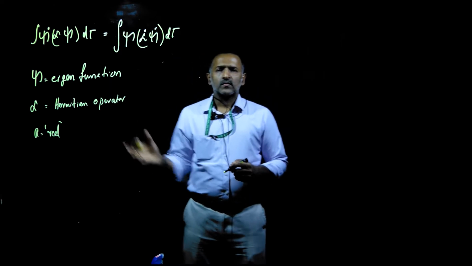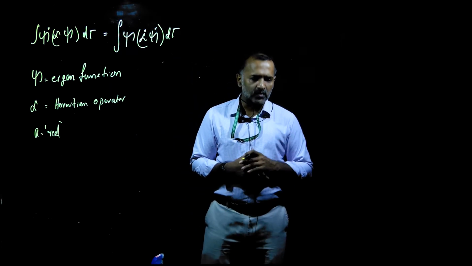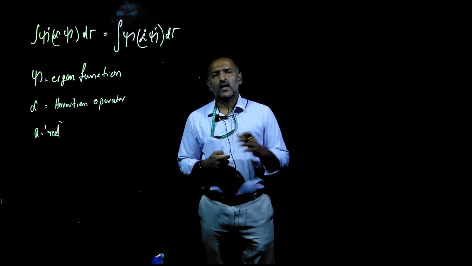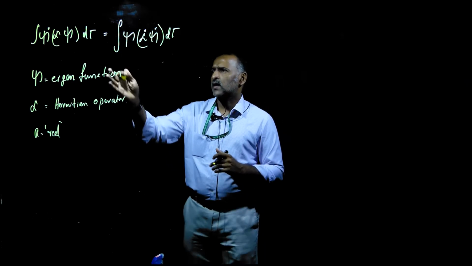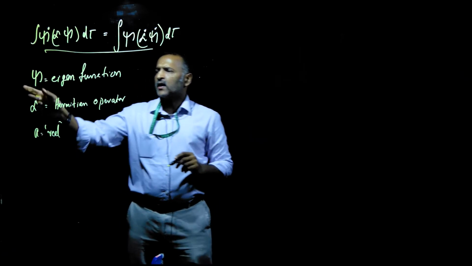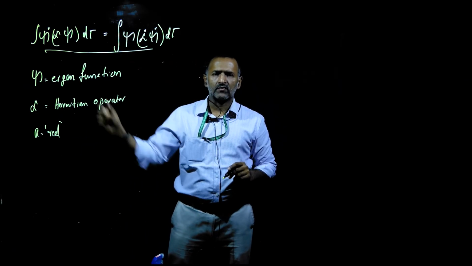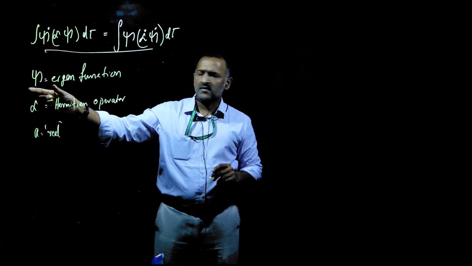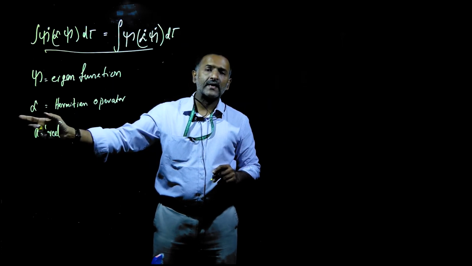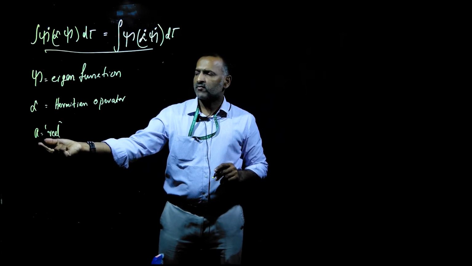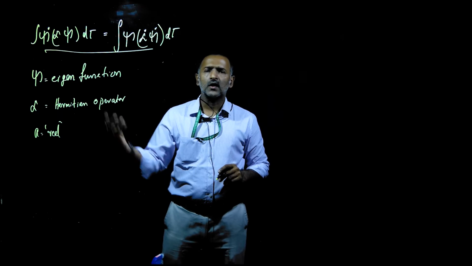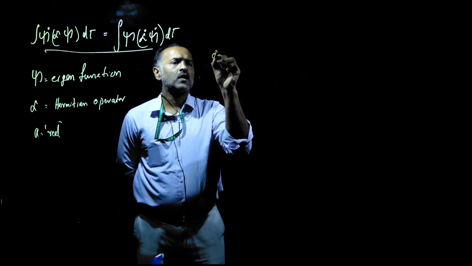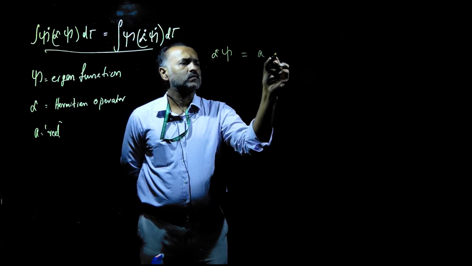Now let us prove the Hermitian condition. What was the Hermitian condition? We were saying that any physical observable obtained by operating with a Hermitian operator should be real. Here psi is your wave function, which is an eigenfunction, and alpha is the Hermitian operator. If psi is an eigenfunction of the Hermitian operator alpha, the observable value obtained should be real. To prove that, let us take the eigenvalue equation alpha psi equals a psi.